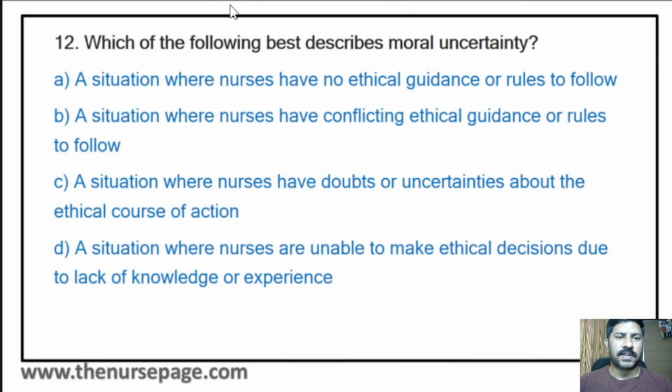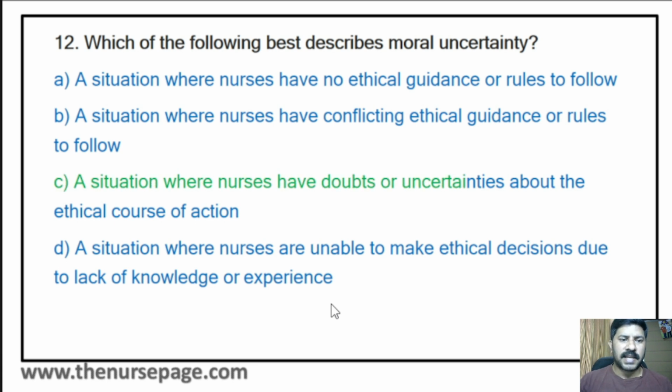12th question. Which of the following best describes moral uncertainty? A situation where nurses have no ethical guidance or rules to follow. A situation where nurses have conflicting ethical guidance or rules to follow. A situation where nurses have doubts or uncertainty about the ethical course of action. A situation where nurses are unable to make ethical decisions due to lack of knowledge or experience.